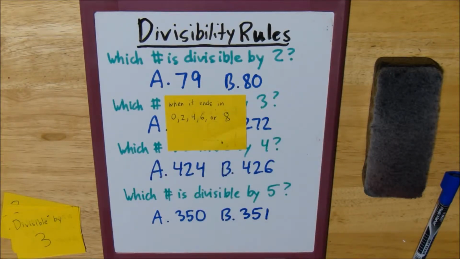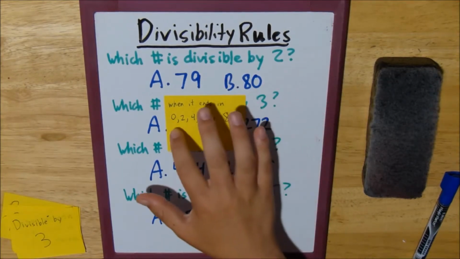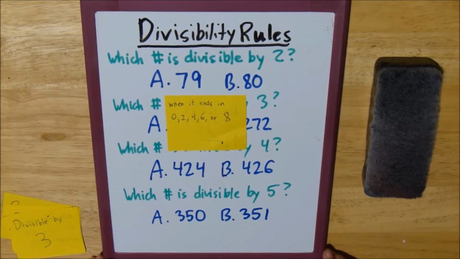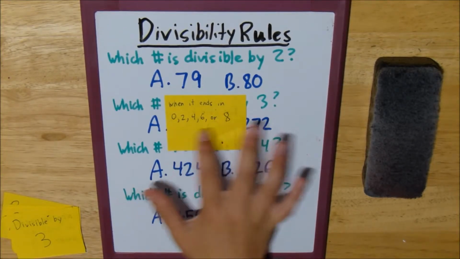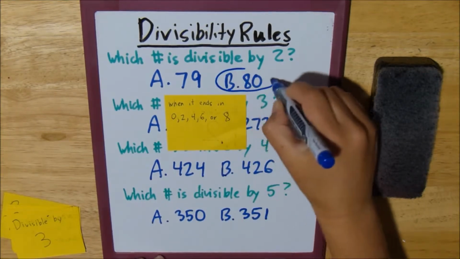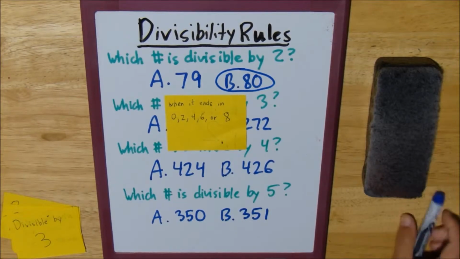Alright, so, let's look at these two numbers. Immediately I see that 80 ends with 0, so it must be divisible by 2. Another way to figure out if a number is divisible by 2 is if it's even or not. You notice that any number that ends with these numbers is always going to be even, right? So, this is divisible by 2.